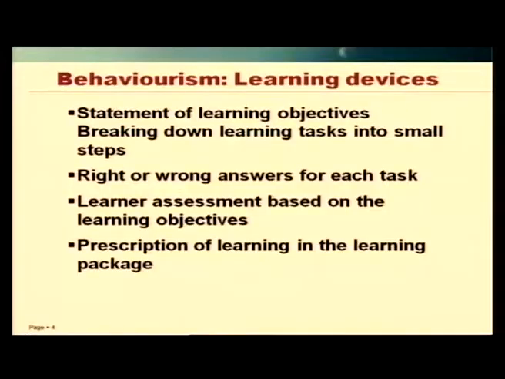And therefore, as you see on your screen, the learning devices used for behaviorism, for instance, are that we must state our learning objectives, break down learning tasks into smaller steps, and mark right or wrong answers for each task. So there must be a feedback loop, that from time to time feedback must be provided whether the students are right or wrong. If it is wrong, they have to redo the whole thing, and if it is right, they have to proceed. The learner assessment is based on the learning objectives.